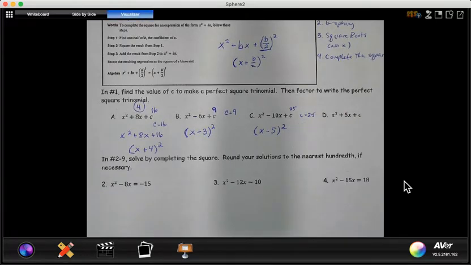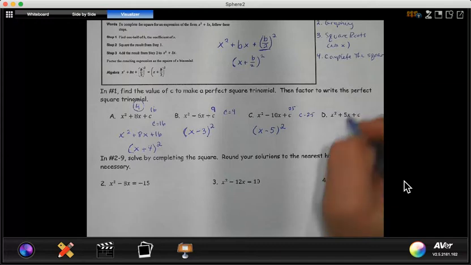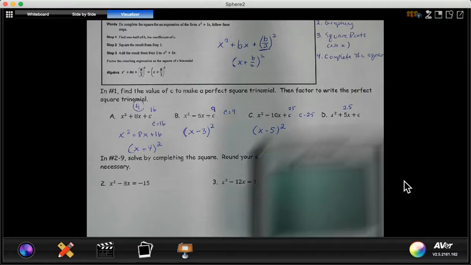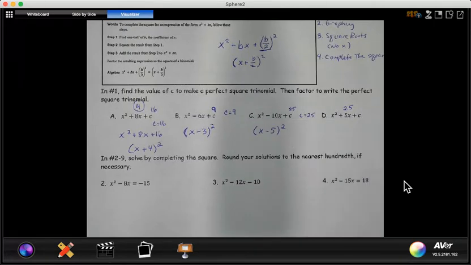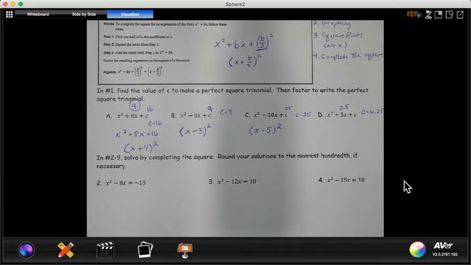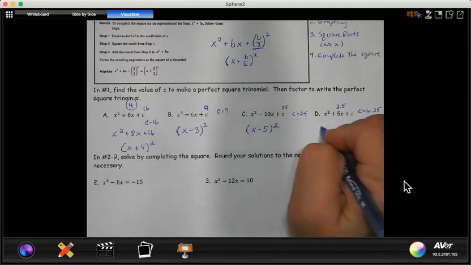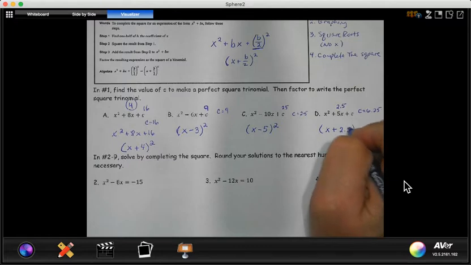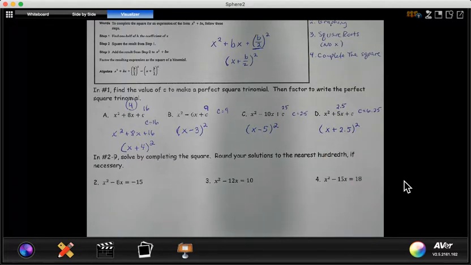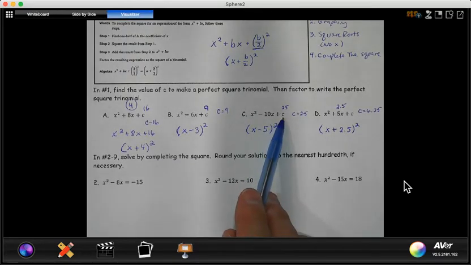And then it doesn't always work out perfect, but that still means we can do it. Half of 5 is 2.5. And then 2.5 squared. So sometimes we need our calculator. 2.5 squared is 6.25. So my c value is 6.25. And then it factors to x plus 2.5 squared. So that's called completing the square. You add a number that's perfect. Only one number will work.